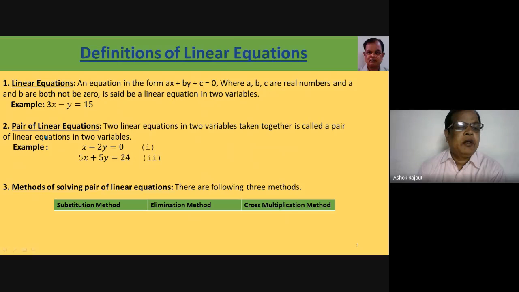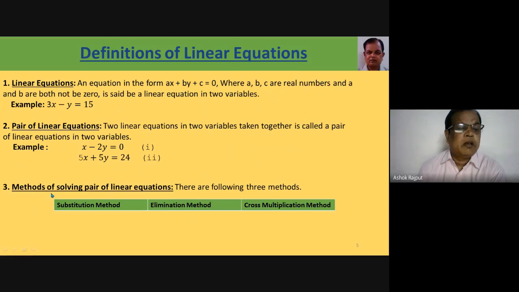Next, pair of linear equations. Here is only one linear equation, and here a pair of linear equations. Two linear equations in two variables taken together is called a pair of linear equations in two variables, such as x minus 2y equal to 0 and 5x plus 5y equal to 24. These are a pair of linear equations. Here are two equations, so it is a pair.